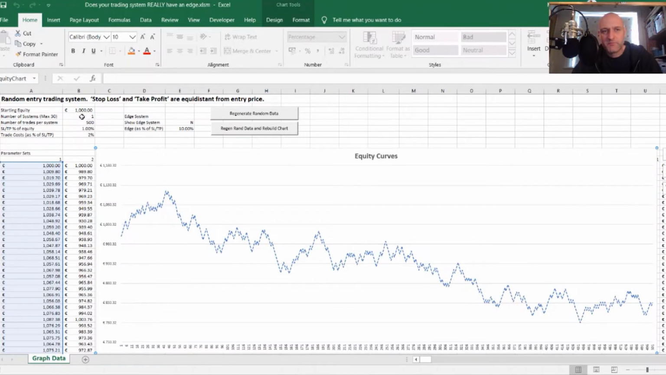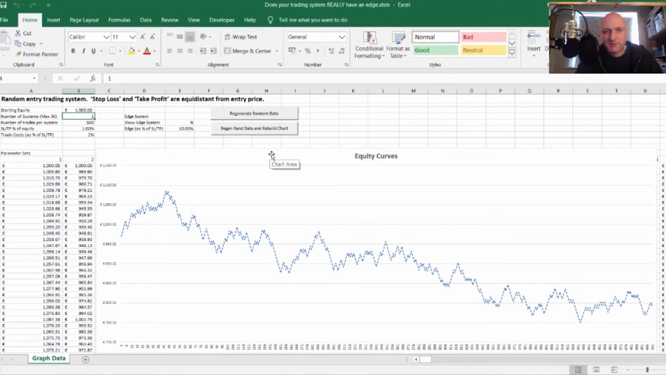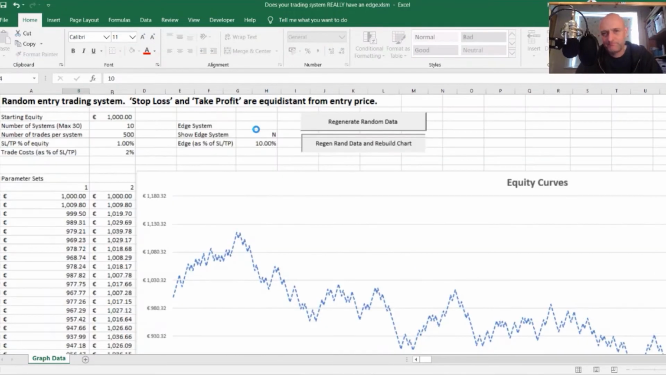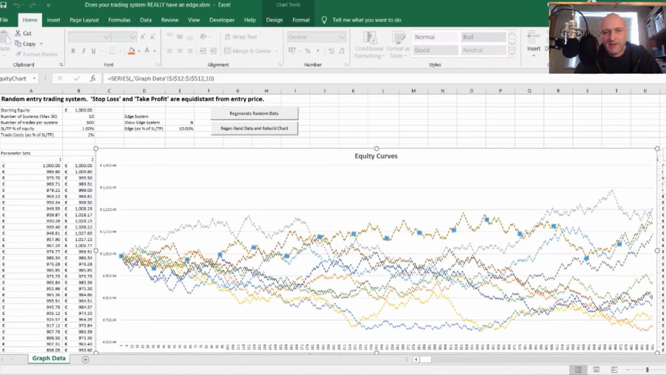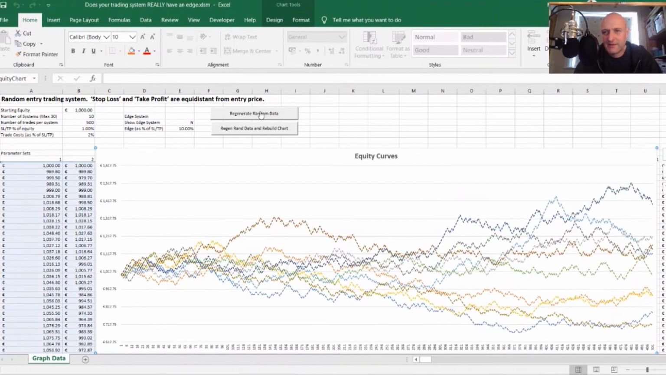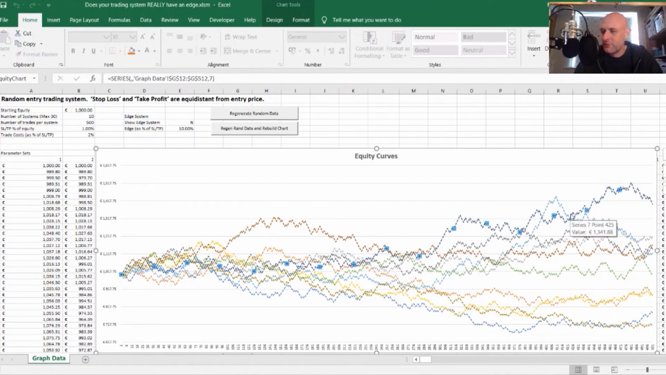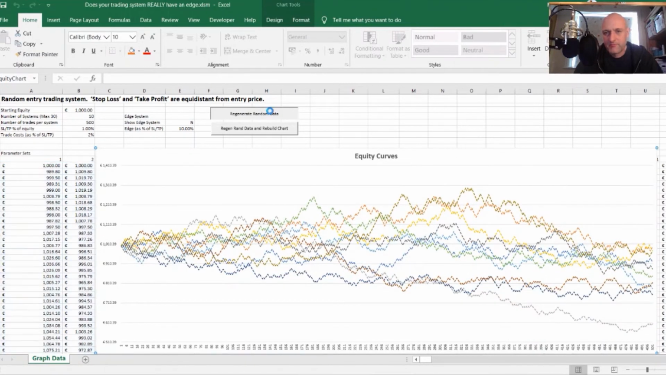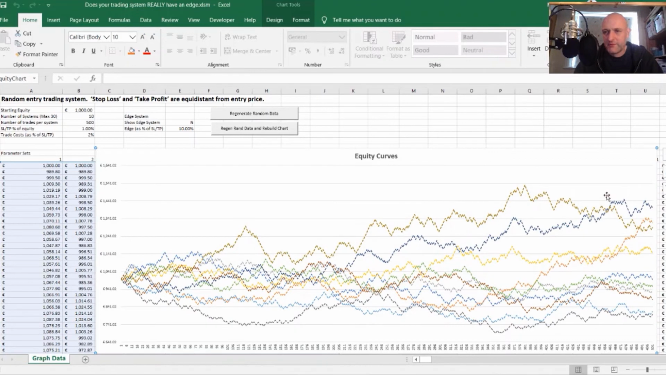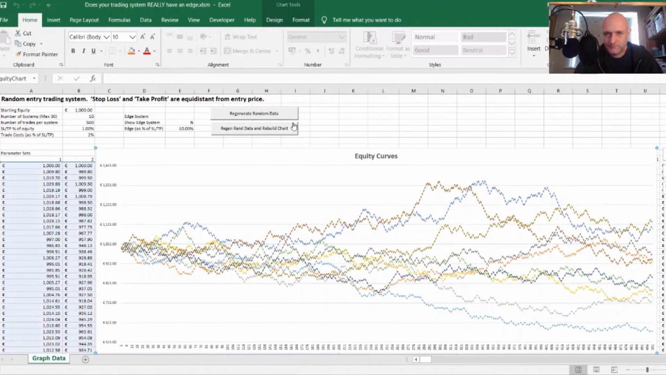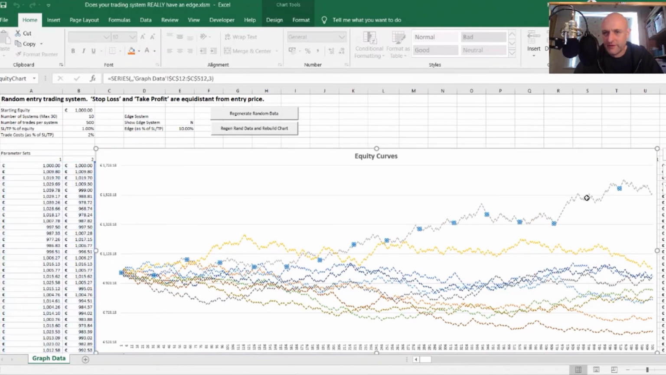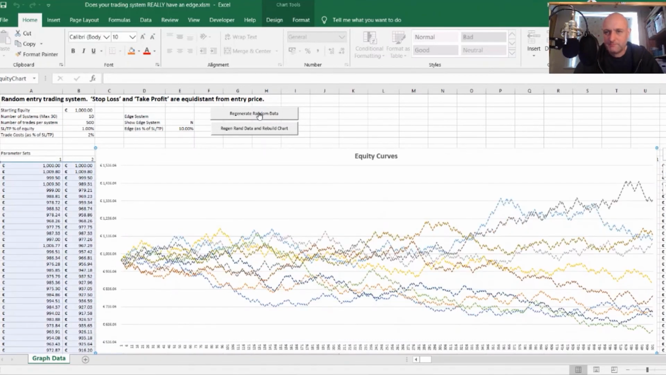Now, this problem is accentuated when we start to look at more of these simultaneously. So I'm going to turn the number of systems that we're looking at to 10. Okay, so we're now seeing 10 of these random walks. And again, we can just recalculate these. And again, what you notice is that there's usually at least one system that looks as if it's performing well with some form of edge, even though it isn't. Okay, so we've got a couple here that are looking quite good. This one looks very good. And so on.